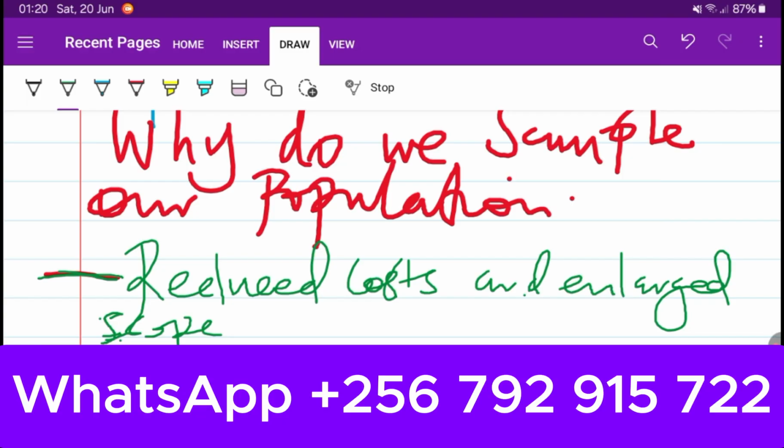But when you talk about the enlarged scope, it means that when you keep selecting these samples, you can study a much larger population, because you are going to have more time to interview a small portion of the population. Then you can make a generalization about the characteristics of that population just basing on the sample that you have collected.